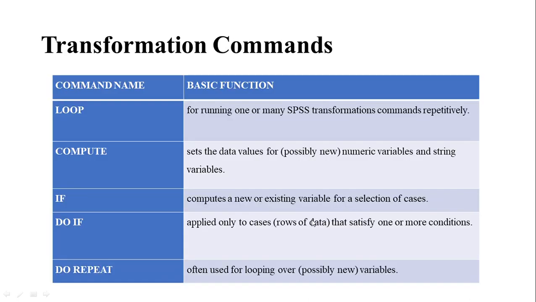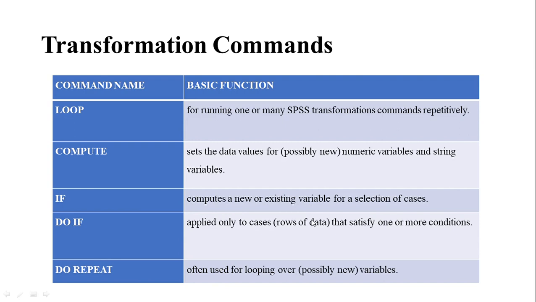So here are the descriptions for all the commands. I will start with the loop. A loop is used for running one or many SPSS transformation commands repeatedly. Then the compute sets data values for possibly new or existing numeric and string variables. This can be a sum or average of certain variables.